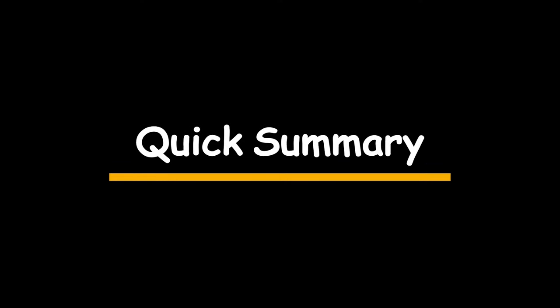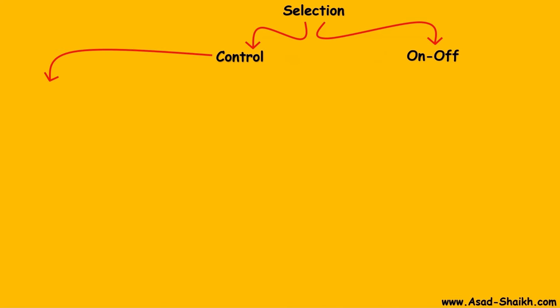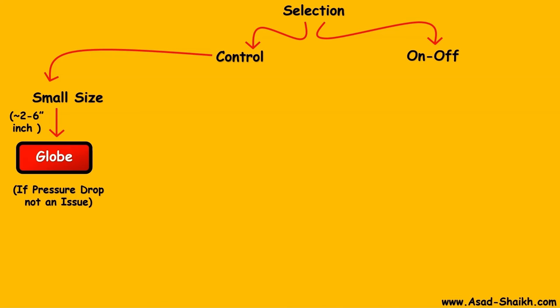We will have a quick summary of everything that we have learned. So for selection, first, we need to know whether it's a control application or an on-off application. Once you're clear with this point, then you need to look at whether it's going to be a small size or a large size. If it's a small size, then a globe valve might be a preferred choice, as long as pressure drop is not an issue, because globe valves have comparatively higher pressure drop. If that is okay, then for small sizes for control, it is better to go for a globe valve.